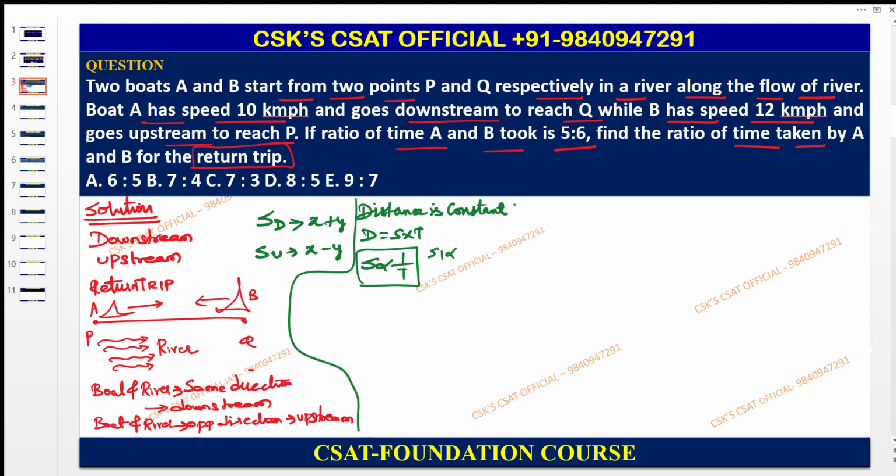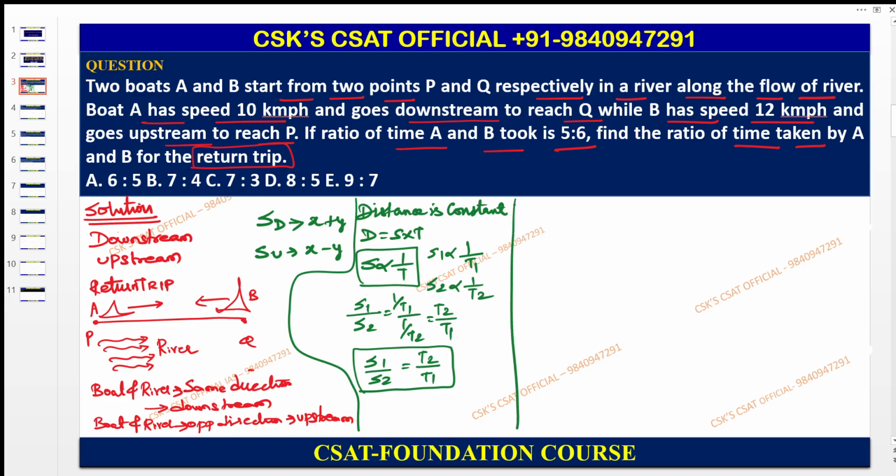So S1 is inversely proportional to T1, and S2 is inversely proportional to T2. By this you know S1 by S2 is equal to 1 by T1 over 1 by T2, which is nothing but denominator to the denominator, getting the reciprocal. So this is the very important thing you need to understand: S1 by S2 is equal to T2 by T1, because with this we can solve this question. Simple.